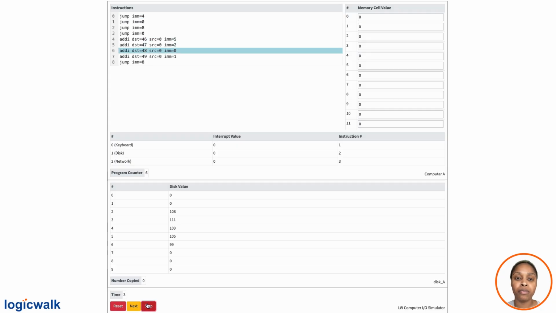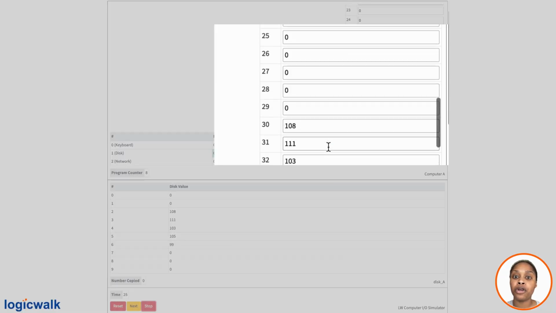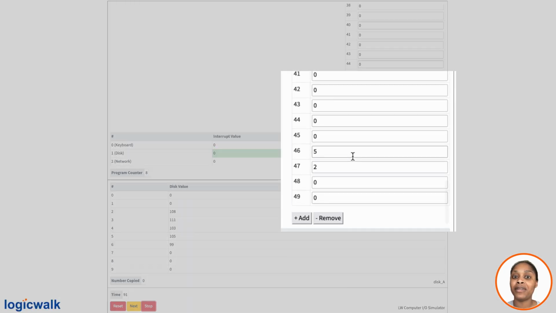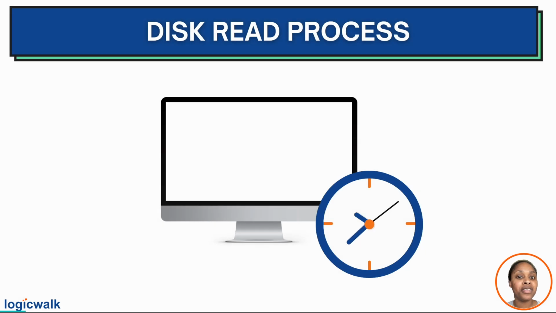When we run the program, those values move into disk buffer cells 30 through 34, and memory cells 46 through 49 update to reflect the read status. Let's take a closer look at the process. During the disk copy, the computer remains idle at instruction 8 until the operation completes.